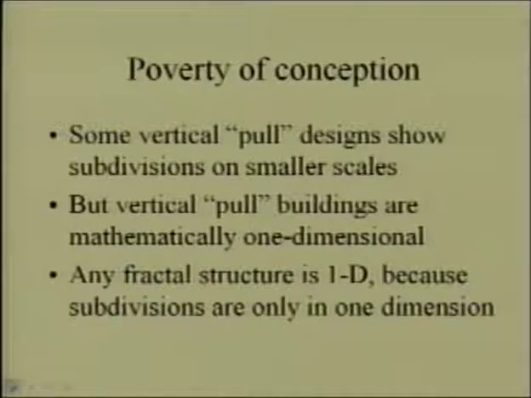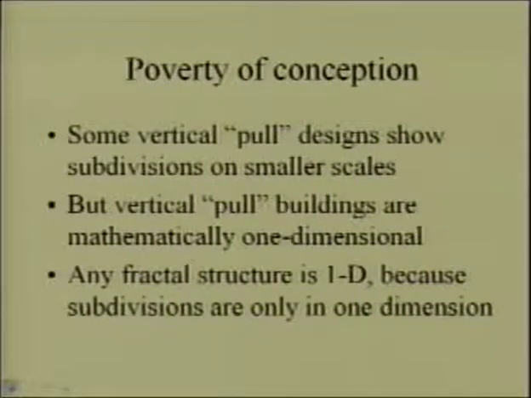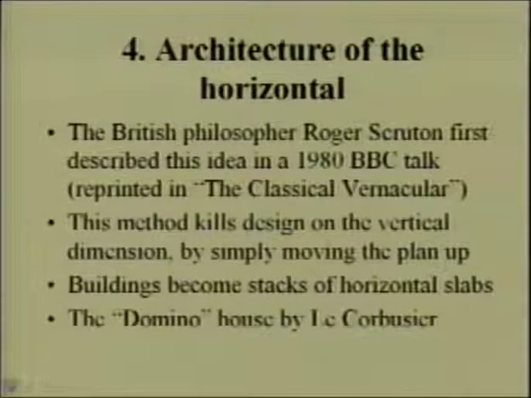And suppose some of those do show subdivision of the smaller scales, but these are not very good fractals, let alone the fundamental objection to the vertical pull, which creates anxiety. But just in the mathematical structure, it is a one-dimensional fractal because there is no other subdivision. Subdivisions are all horizontal. So this is a mathematically one-dimensional problem with no variation as you go to the horizontal. Here I'm generalizing, but a large number of these horizontal buildings are very poorly conceived if they are fractal.